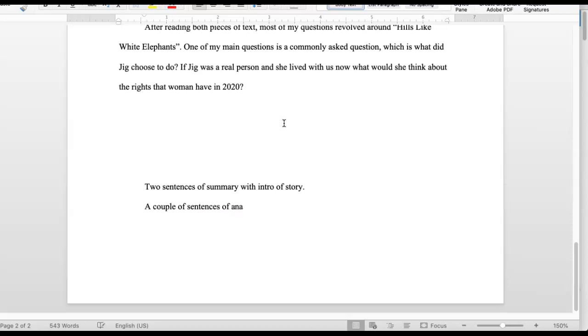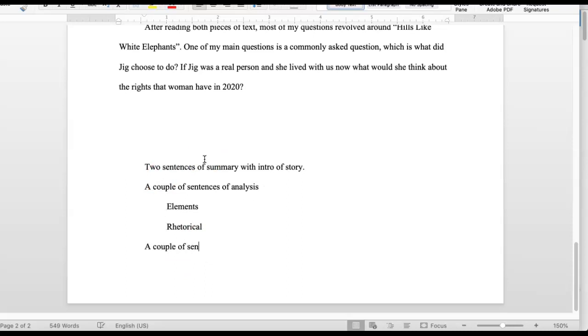Then she did a couple of sentences of analysis, right? And that could include, like, she could use any elements. In this case, elements of fiction is what she used. She could talk about part of the rhetorical situation. Whatever she chooses to talk about, it depends on what you say the argument is. So after she does this, she does that. Then she ties it back a couple of sentences of her thoughts.